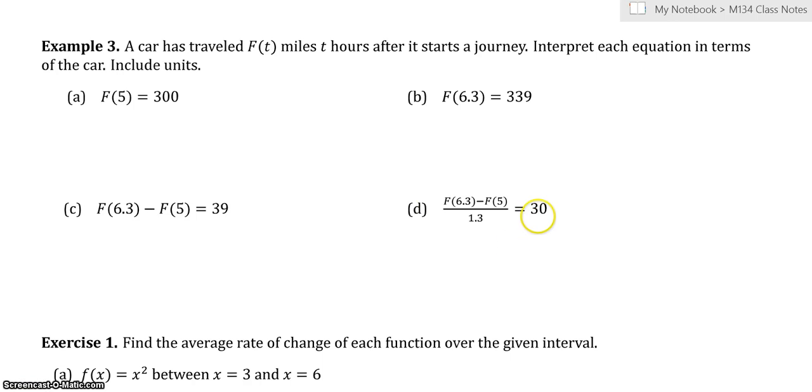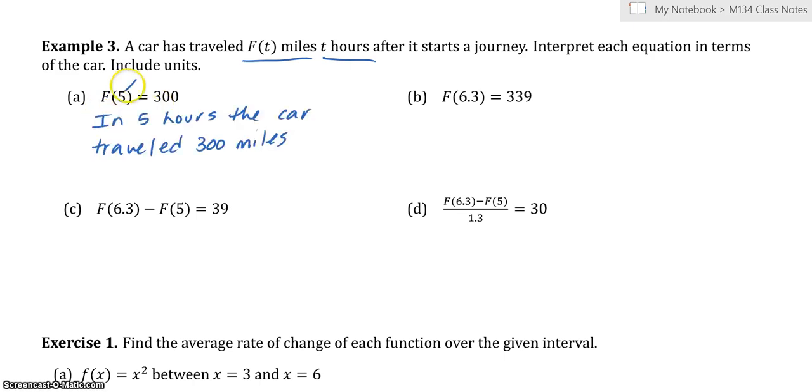So this is trying to give you the idea of this new notation and all the different quantities and what they mean, ending with the rate of change over here. So a car has traveled f of t miles, so capital F of t is in miles, t hours after it starts a journey. Interpret each equation in terms of the car in units. So the first one just means 5 hours later he traveled 300 miles. Since this is the t, the 5 is the hours, and then the whole thing is the f of t, which is in miles.